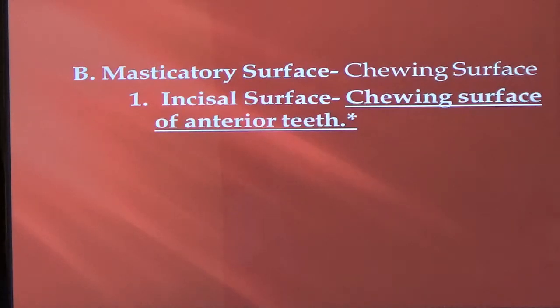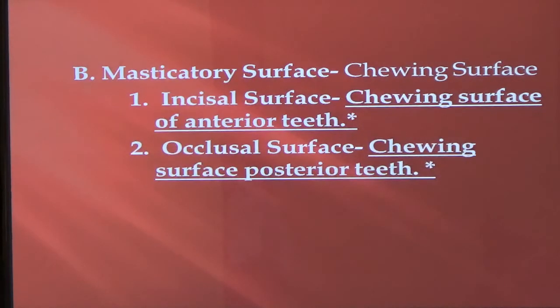The chewing surface is the incisal surface of the front teeth. And again, the back teeth, where you occlude, where you come together, is called the occlusal surface, the chewing surface. Okay, so the edge of your front teeth is the incisal edge. I broke my incisor, and they break the incisal edge. The back teeth is called the occlusal, the biting surface. Occlusal. Okay?